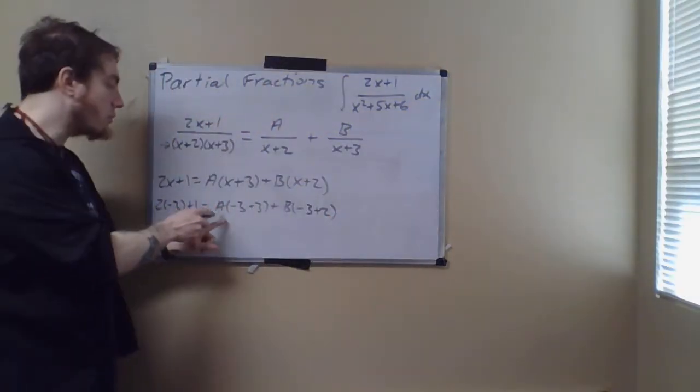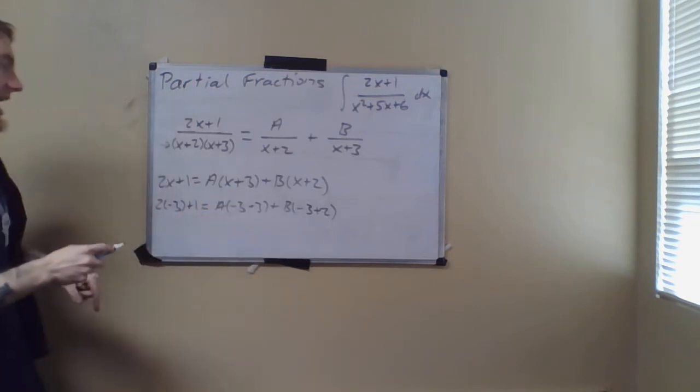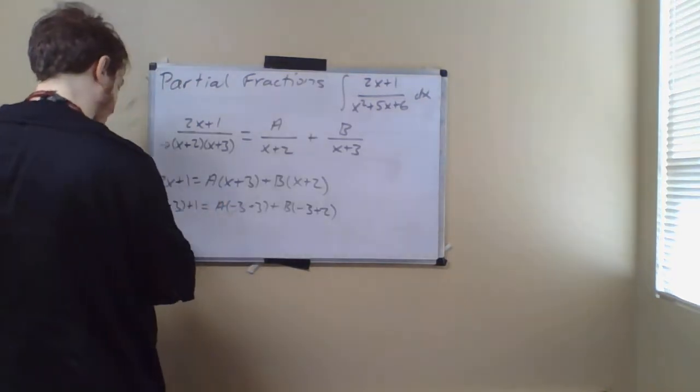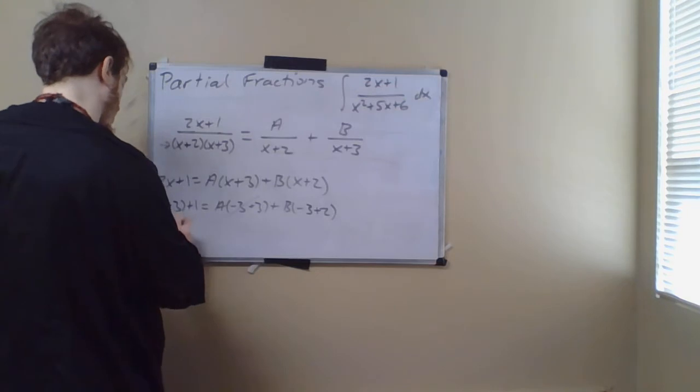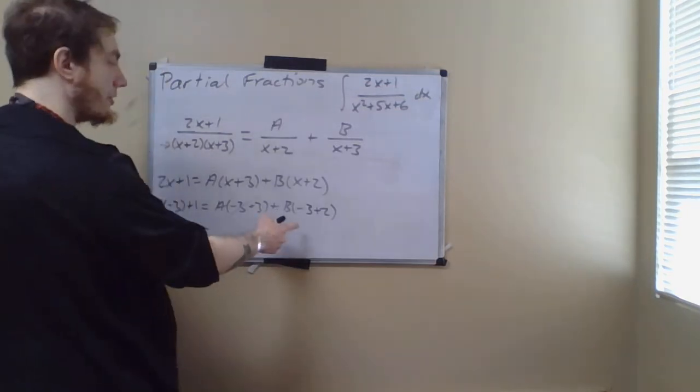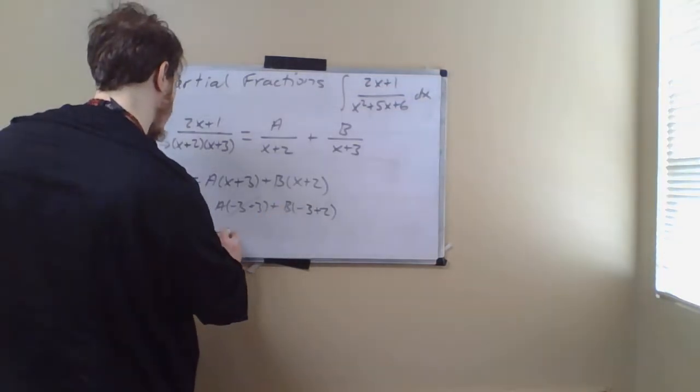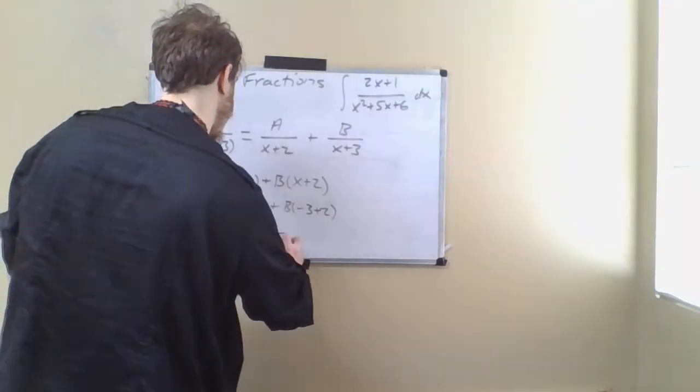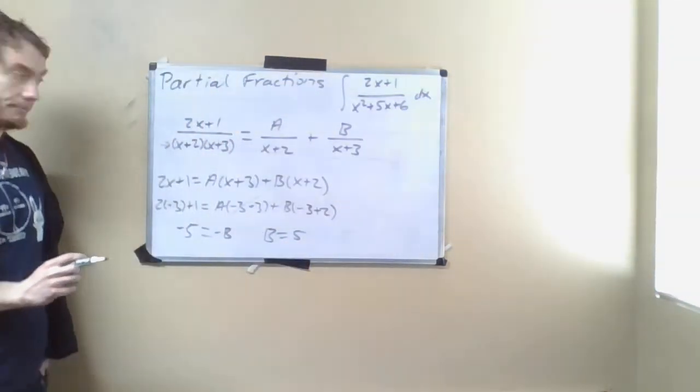And now this term with a goes to 0, and I am left with, let's see, 2 times -3, that's -6, plus 1, that gives me -5. On the right-hand side, I get -5 equals -b, or b is equal to 5.